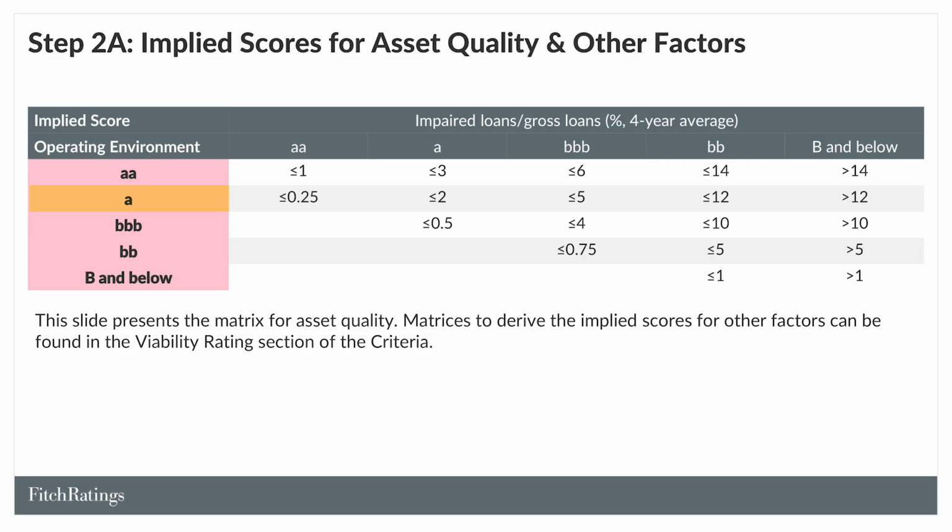Then suppose the 4-year average for the impaired loans, or gross loans ratio, is 7%. That is below 12%, but more than 5%. This puts us in the second cell from the right in that row and gives us an implied asset quality KRD score in the BB category, as indicated by the heading at the top of that column.